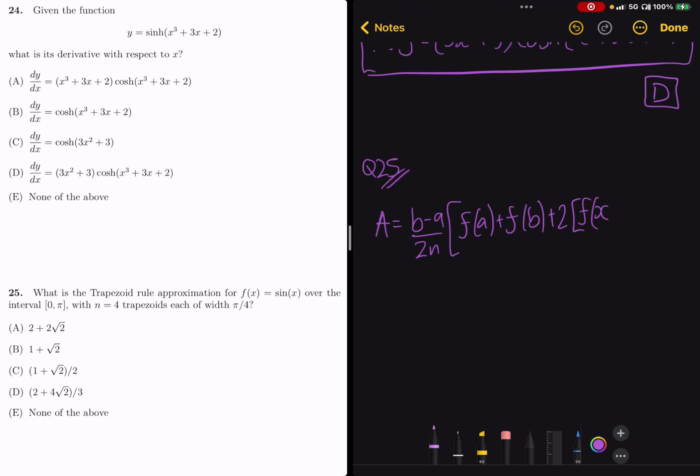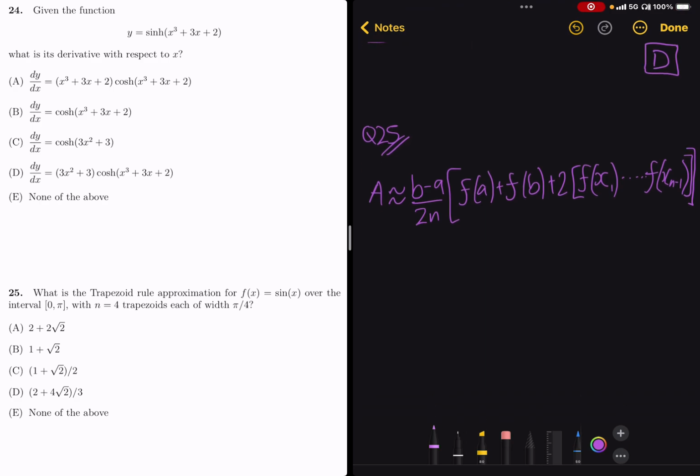So this is x1 up to f of x n minus 1. So this is our trapezoidal rule, and it's not actually area is equal to, it's area is approximately, because this is a numerical method. This is finding an approximate solution for something. So what is the trapezoidal rule approximation for the function f of x equals sine of x over the interval 0 to pi with n equals 4 trapezoids each of width pi on 4?